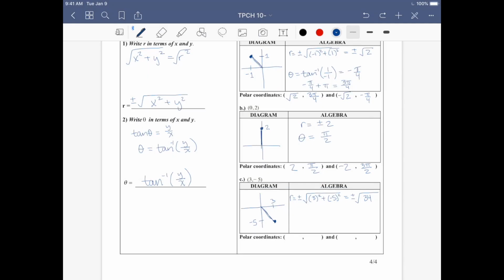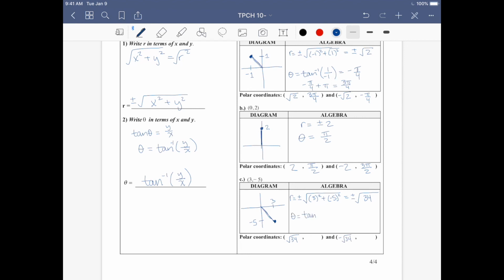Before I continue, I actually went ahead and drew lines from my point to the origin so that you can clearly see that you're going to find that distance, which is the radius, if this appeared on a circle. So we found our radius is plus or minus square root of 34. So I know I'm going to have the positive square root of 34 here and the negative square root of 34 there. Let's find our angle now.